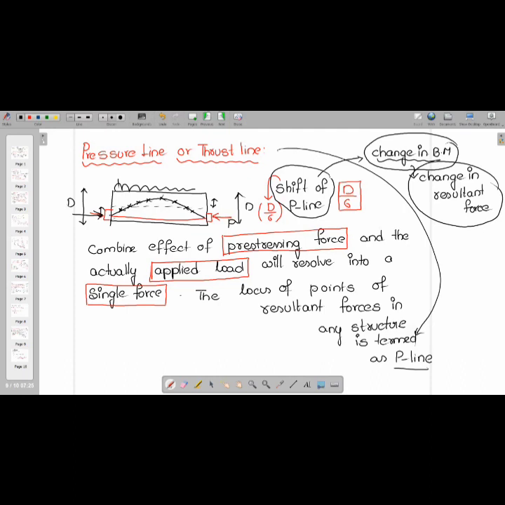Yes, yes, very good, Sudhanshu. That's what I told you. You can write pressure line, P line, or thrust line, everything is same. Everything, P line, pressure line, thrust line, everything is same.